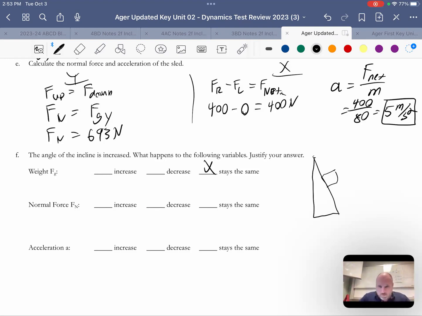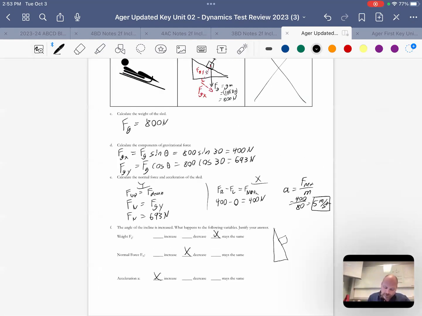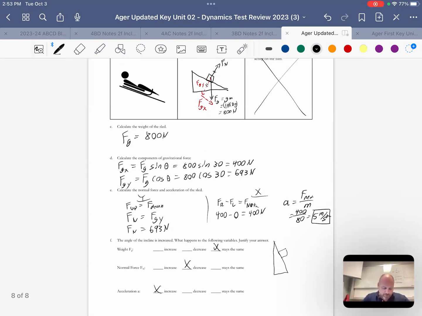The only way to change weight is to change the mass of the object or to put it in a different gravity field. Normal force. Well, as you get steeper and steeper, the normal force is going to decrease because less and less is holding you on the plane. Less of gravity is acting into the plane, more of it's pulling you down the plane. So because more gravity is pulling you down the plane, the acceleration is going to increase. More of that force down the plane, thus a higher acceleration. And that is a little review of inclined planes.